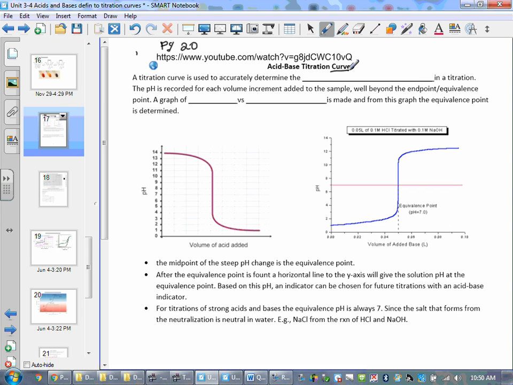We did a lab of this. Do you remember, Brody? Something like endpoint? Yeah, something about an endpoint. When it stopped, or when it got saturated with the... Yeah, how did we know when to stop? We put in the thing that made it change color. When it changed color. So we did an acid-base titration, and we stopped at the color change.